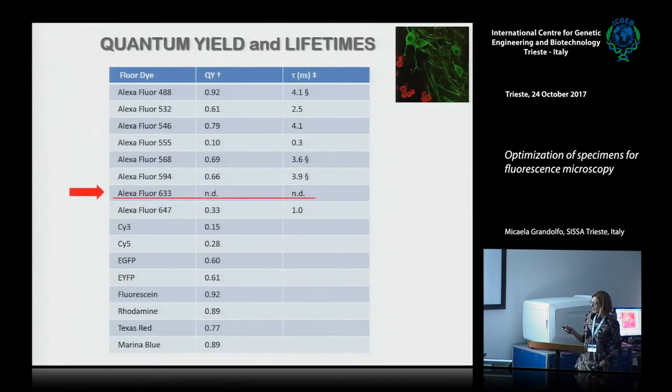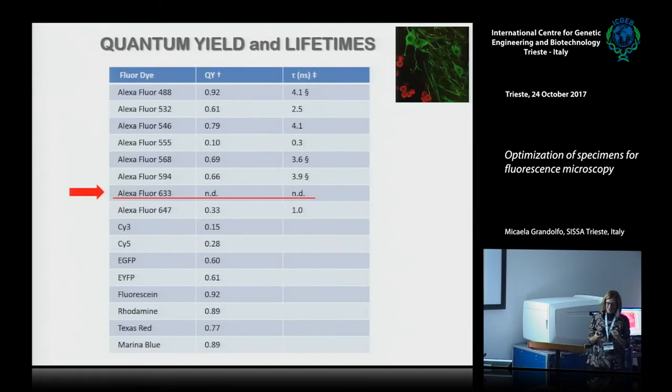And I would like to catch your attention on this fluorophore here, the Alexa 633. The Alexa 633 is one of the best-seller fluorophores of Life Technologies. But the quantum efficiency and the lifetime are not detectable. So, the question is, why do researchers buy this fluorophore? Someone has a suggestion? They don't know which laser they use.